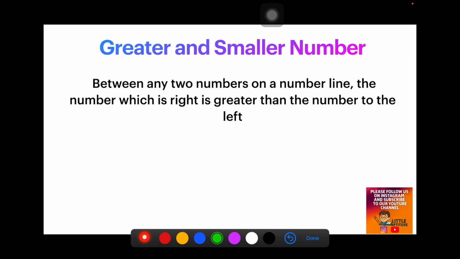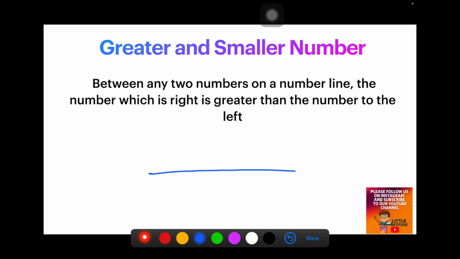So the next concept is greater and smaller numbers on the number line. This is also a very important concept. Between two numbers on the number line, the number which is on the right is greater than the number to the left. It's simple. Whatever number is to the right is greater than the number to the left.